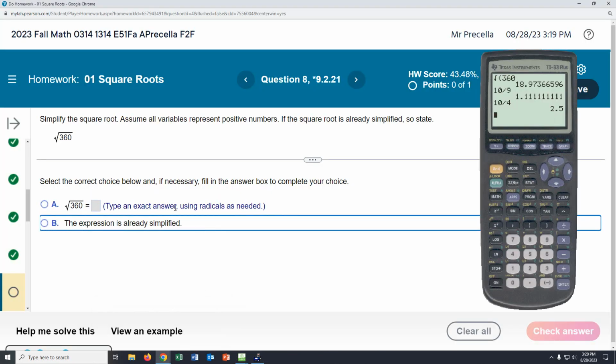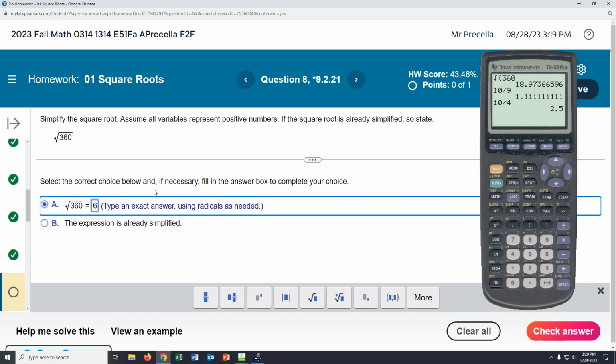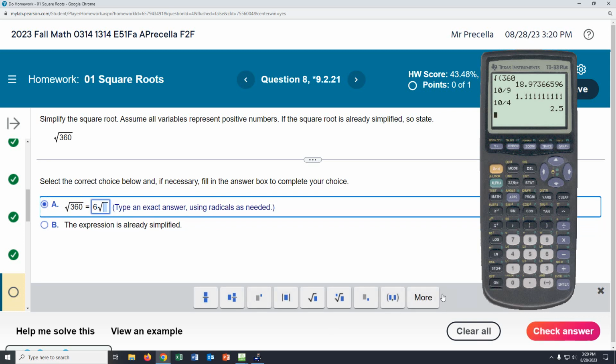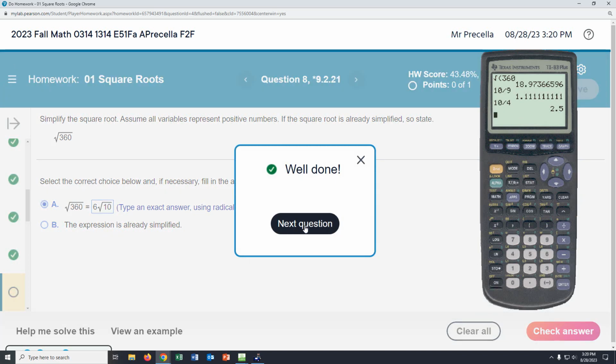I think we're going to get some longer problems eventually. Well, that's 6 square roots of 10. Is that right? Yes, it is. Any questions?